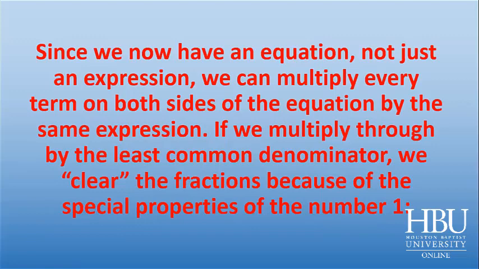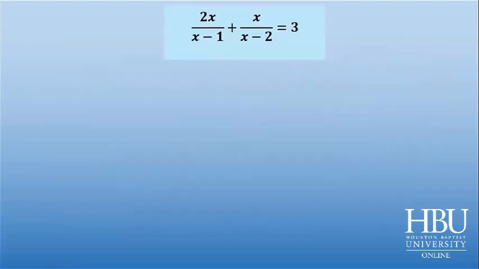Since we now have an equation, not just an expression, we can multiply every term on both sides of the equation by the same expression. If we multiply through by the least common denominator, we clear the fractions because of the special properties of the number 1. Here was the example we said we wanted to look at.